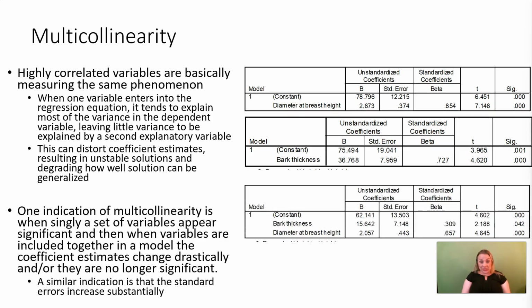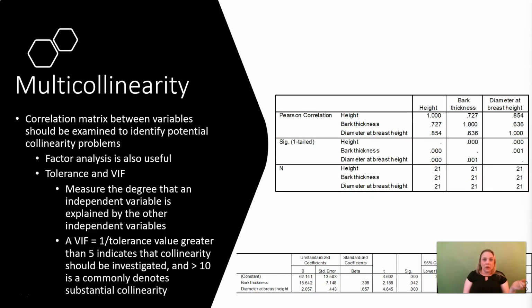One indication of multicollinearity is that when we have the variables listed as separate in the models, like we have in the first two models, and then when we put the two variables together within the same model, we see that the coefficients are changing drastically. This is indicating that there's a certain amount of interaction between the two variables that we've added into the model. And so you can look at the correlation matrix between those variables to figure out if we have any potential problems. You can also look at factor analysis.